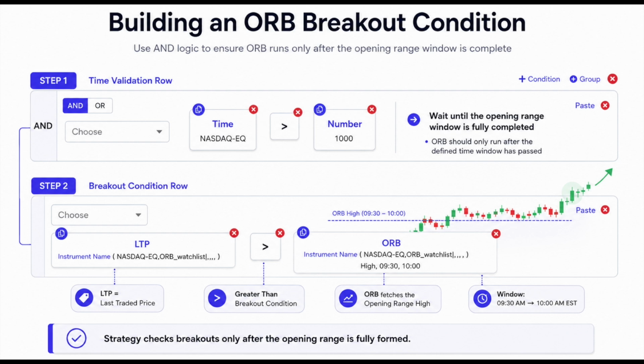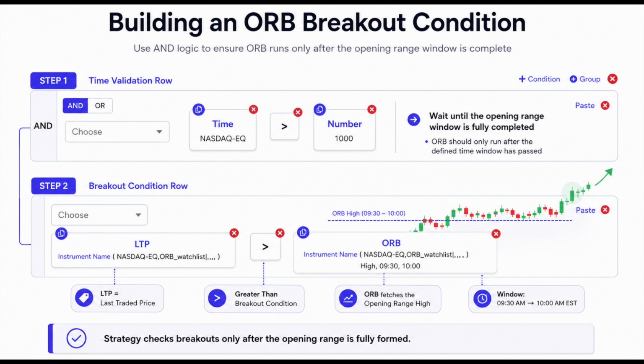Your second row is the actual breakout condition. Set the left side to LTP, that is, the last traded price of your stock. Set the operator to greater than. Then on the right side, pick ORB. Select your instrument, choose high, and set your window from 9:30 to 10 a.m.